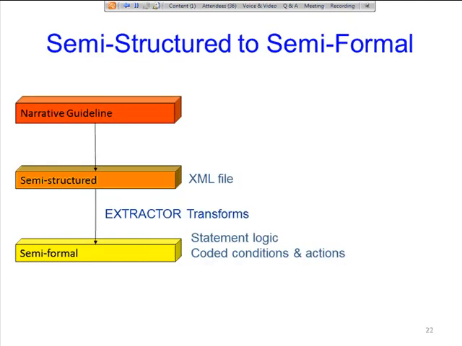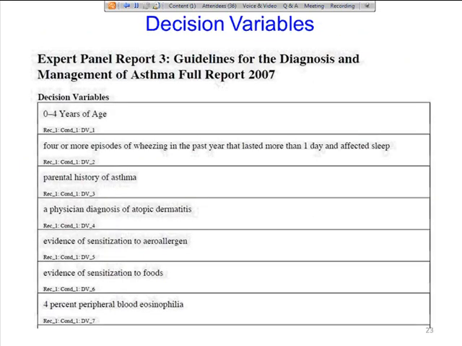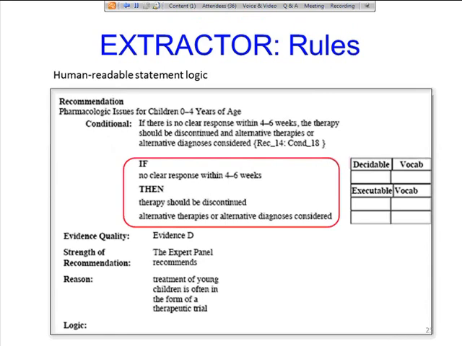All right. The next step in this systematic process in moving from narrative guideline to executable knowledge is to make use of this XML file in various ways. And we have tools that have been embedded now within Gem Cutter that are called EXTRACTOR, that extract information from the XML file and restate it in hopefully useful ways, in ways that demonstrate statement logic, in particular, if-then logic. So let me just go. This is an extractor view of a particular recommendation.